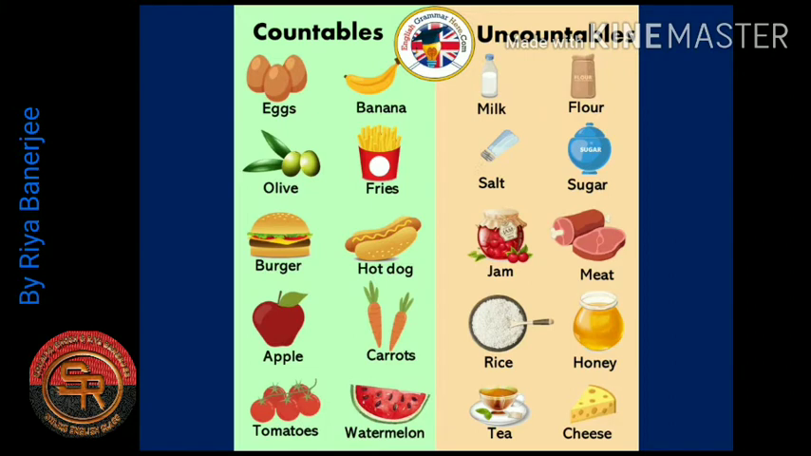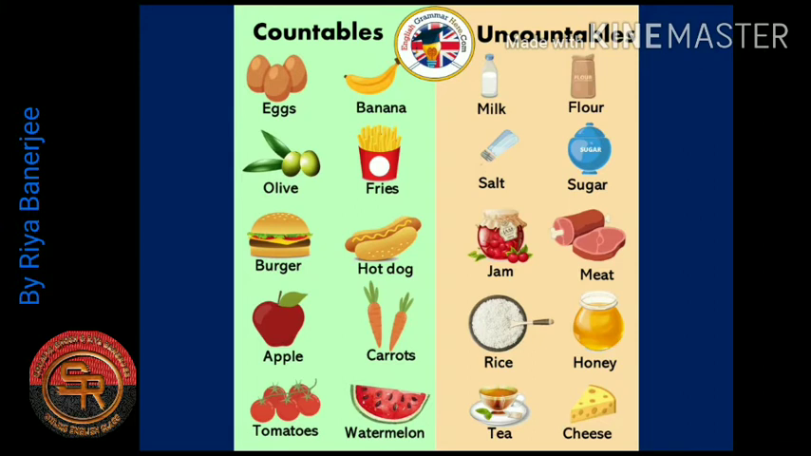But we can see some milk, some flour, some salt, a little amount of sugar, jam, meat, rice, honey, tea, and cheese. So we cannot count these things. These are the objects which we cannot count, and therefore we cannot make a plural form of them.